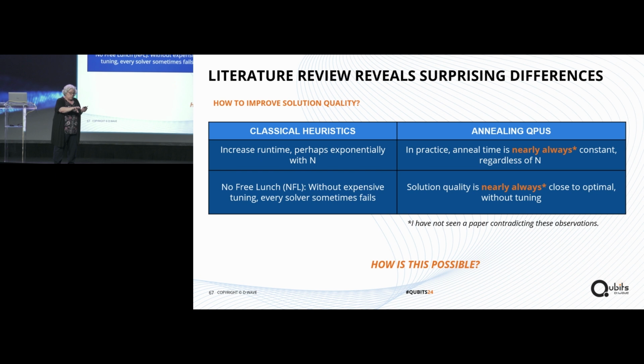And also with classical heuristics, we expect this no free lunch phenomenon. That means that you have a heuristic like simulated annealing. It has a lot of parameters, and performance really depends on what your parameters are set to. And you need to tune your heuristic to do well, and tuning can be quite expensive sometimes. And what you see with annealing QPUs is the solution quality that you're sampling is pretty close to optimal, pretty consistent. It kind of doesn't matter what; tuning doesn't affect it all that much. So those are two very interesting differences.